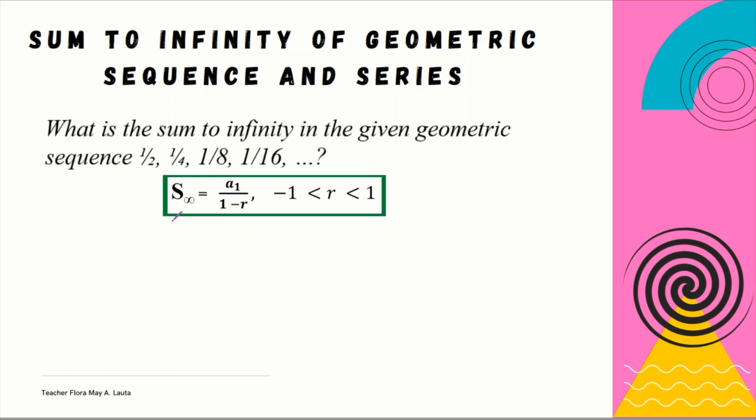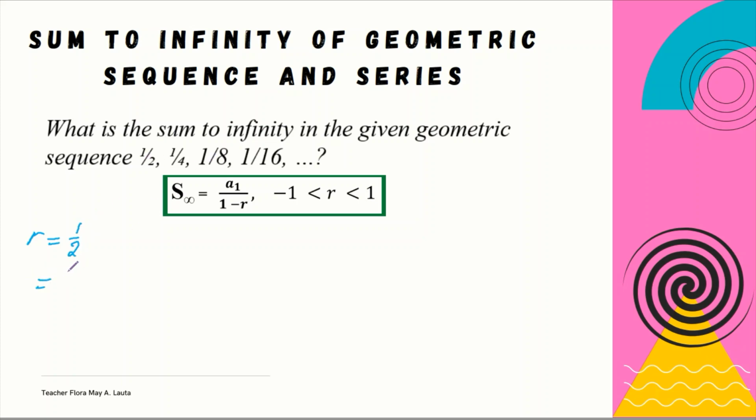Okay, so we are looking for the sum to infinity. We are going to use this formula again. Let's check first if our r is between positive 1 and negative 1. But it's obvious already because our given is fraction. So, what is r? R is 1/2. So, ma'am, paano naging 1/2?